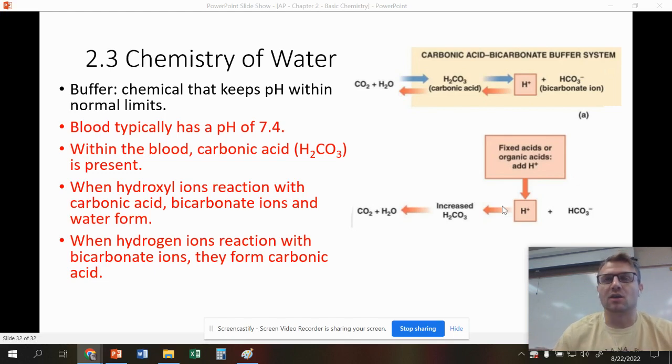Your body has evolved ways to keep your pHs at certain levels. There's a lot of misinformation out there about keeping your body at, oh, you need to do this or eat this and not eat that. Your body has a great way of doing that on its own. So these are called buffers, but we'll talk about them a little bit more in class.